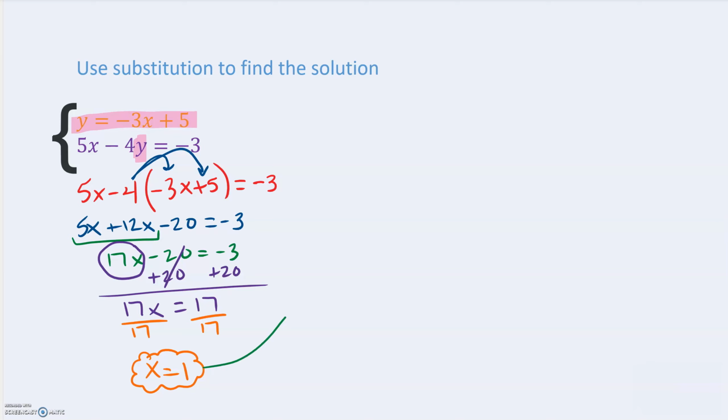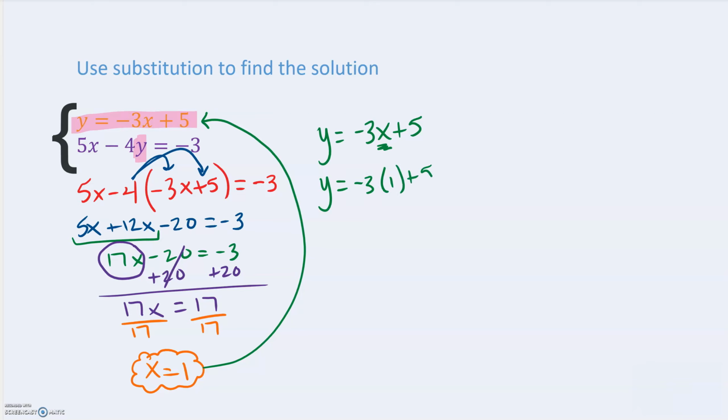So I'm going to plug it into this top one up here because it's already y equals. So I'm going to say y equals negative 3x plus 5, but instead of the x, I'm going to replace it with the 1 that we found earlier. So y equals negative 3 times 1 plus 5, which gives me y equals negative 3 plus 5, which gives me 2. I'm going to put my little cloud around it.